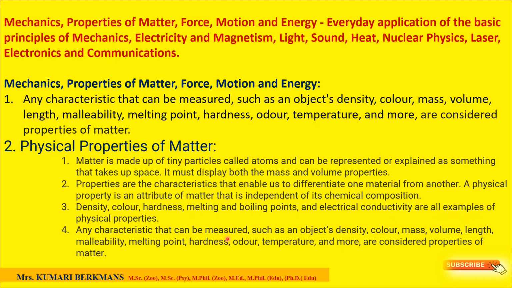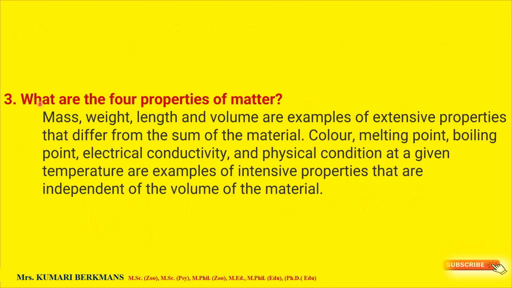Any characteristics that can be measured, such as an object's density, color, mass, volume, length, malleability, melting point, hardness, odor, temperature and more are considered properties of matter. What are the four types of matter? What are the four properties of matter?